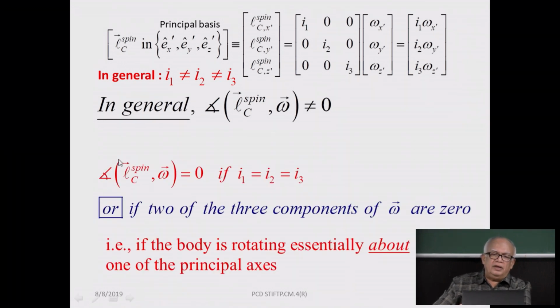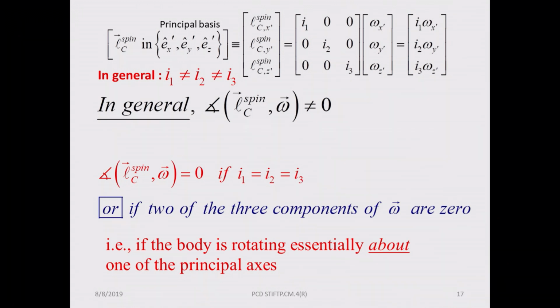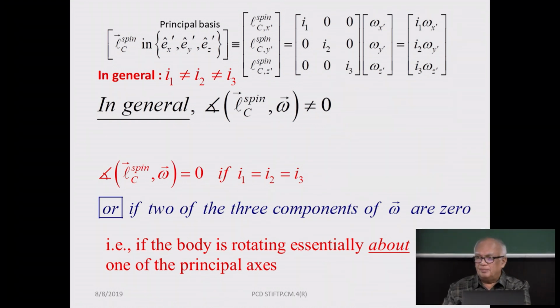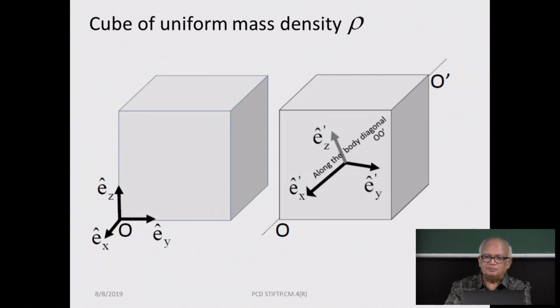So this angle will be 0 if these three moments of inertia are all equal to each other, right? Or if two of the three components of angular velocity are 0. So that will be a special situation in which you can have the angular momentum parallel to the angular velocity. These are the only two situations when this can happen, not otherwise.